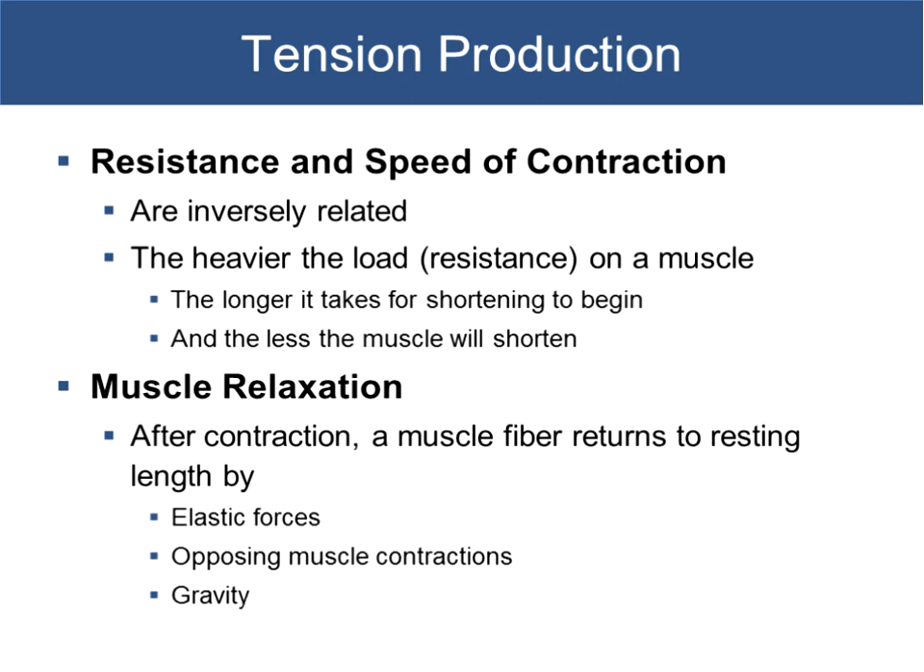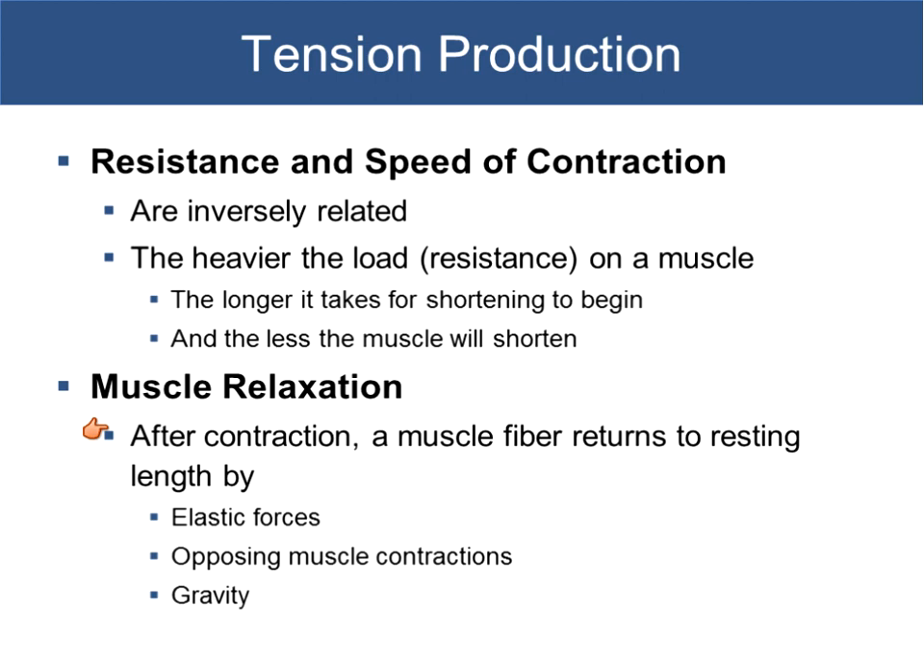So resistance and speed are inversely related to one another, and this makes sense because the heavier the load on the muscle, the longer it takes for that shortening to begin. The heavier something is, the longer it takes for you to pick it up, and the less the muscle will shorten because it's very heavy. The lighter the load, the easier you're able to pick it up, and the more you can have that muscle shorten.